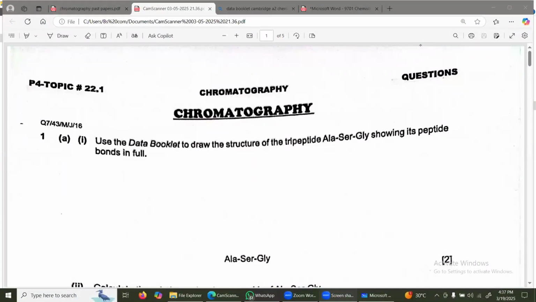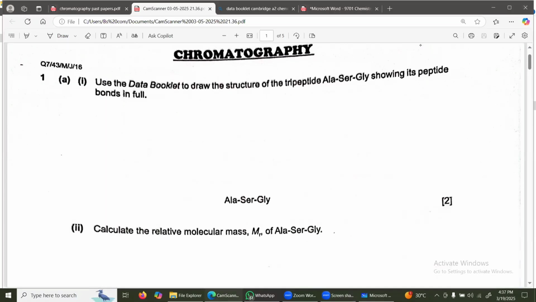Hello, students. So today we are going to start the topical past papers of chromatography A2. So let's start from the chapter from the question number one. So that is use the data booklet to draw the structure of tripeptide.